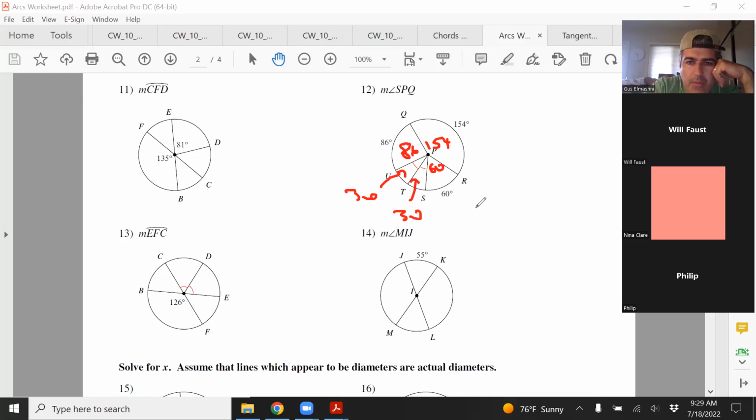If you add it all up, you get 146. For 13 EFC, if that's 126, that's 54. That's also 54. So you got 126 up for these two. So that's going to be 63, 63. So if you want arc EFC, that's going to be 234.